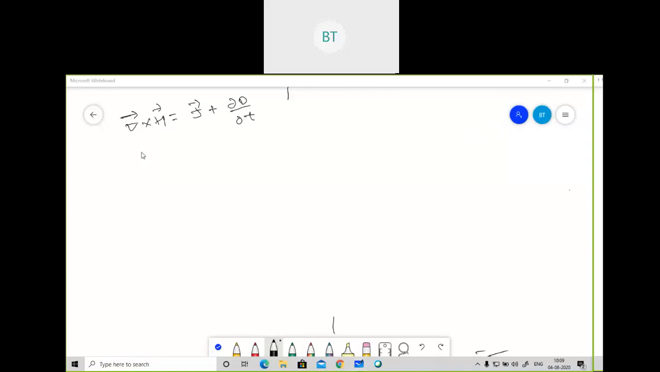So see, what is this curl of H? H is denoted by magnetic flux density. This is our magnetic flux density. And what is J here? You already know J is current density. And del D by del t we denote as electric field density. So these are the three terms which we are going to prove in the third equation.